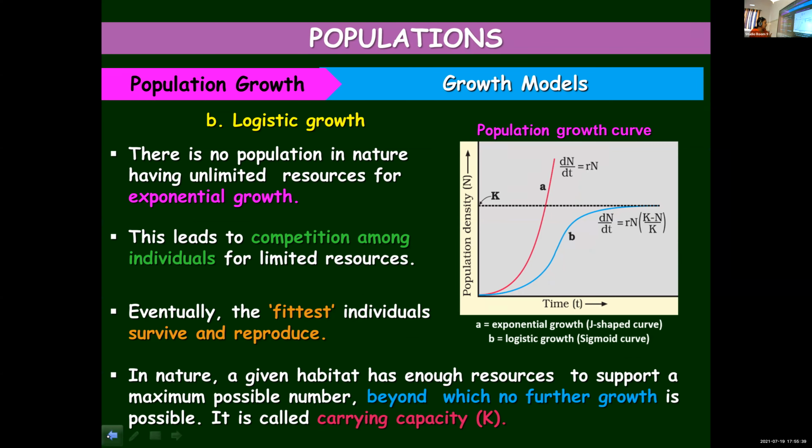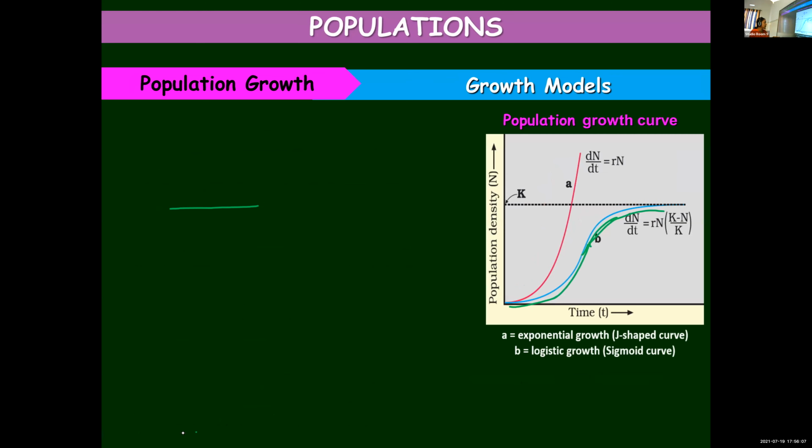And in nature, every habitat will have sufficient resources to support a maximum number, not an unlimited number, of organisms. It can support a maximum number of organisms beyond which no more growth is possible. And that we call carrying capacity. Carrying capacity is the maximum number of organisms that a habitat can support. Beyond that, no more growth will take place.